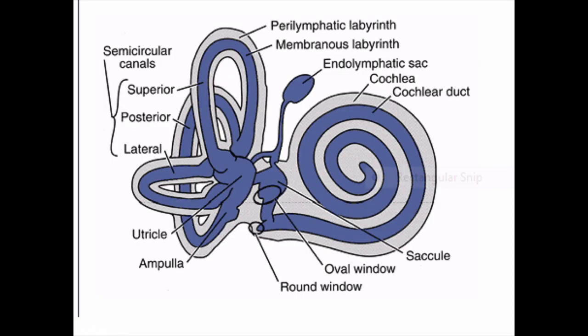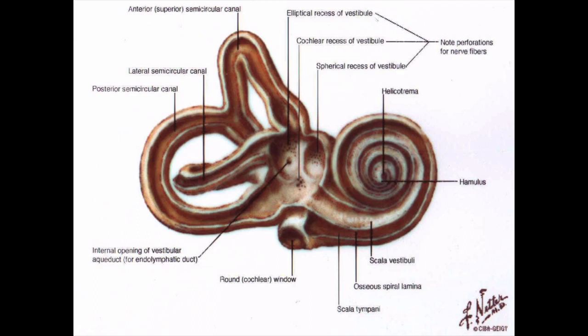This again shows both the bony labyrinth and the membranous labyrinth with all the canals. Again a cut section showing the bony labyrinth and the membranous labyrinth. So the whole structure of the internal ear is seen in this diagram.